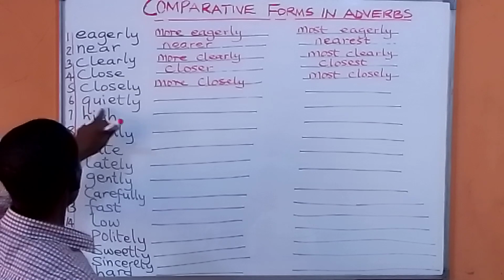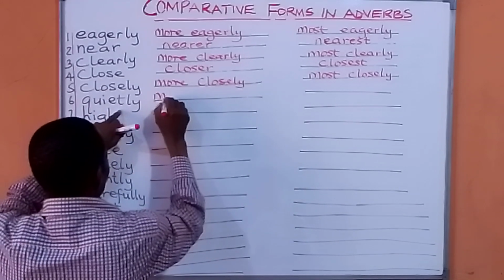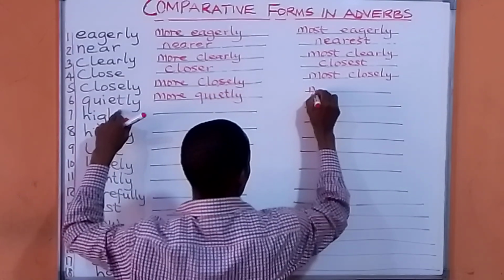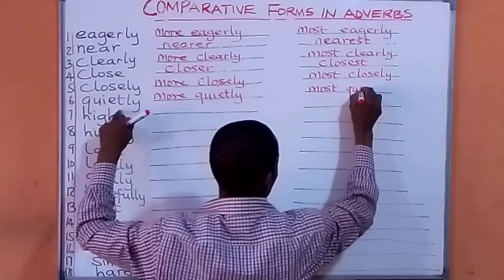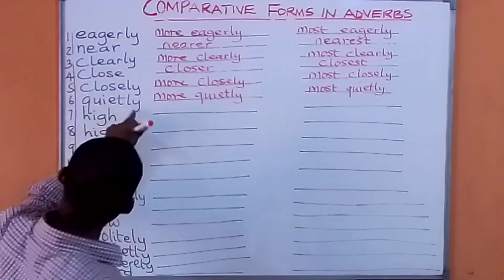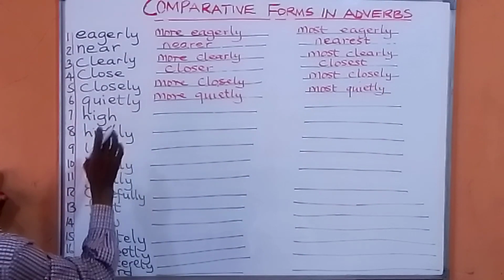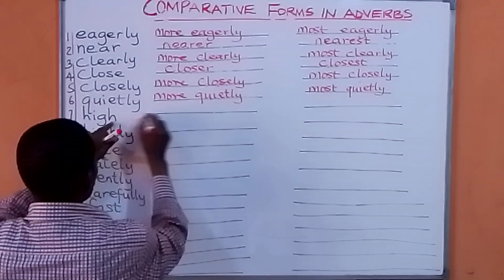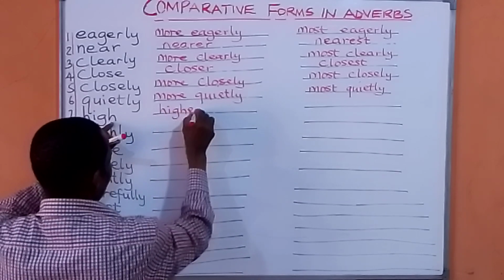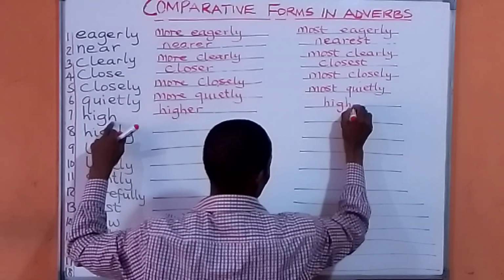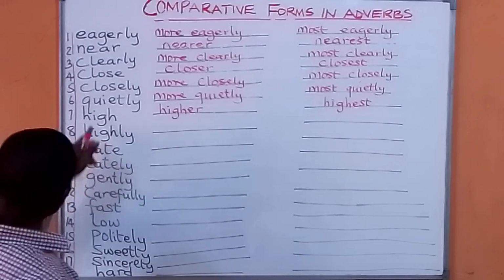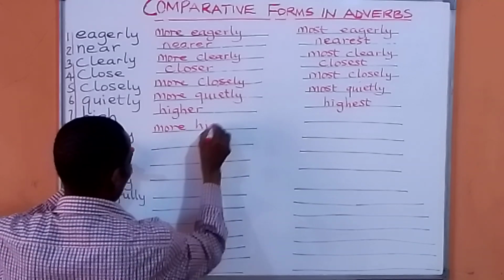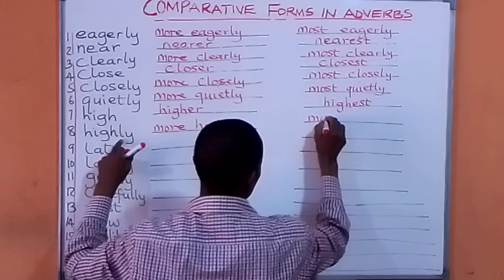Okay? Here, quietly, ly is there. So, you put more quietly, most quietly. If you have quiet without ly, then you write quieter, quietest. Here you have high. There is no ly here. So, you write higher, highest. This is high. This is highly. So ly is there. Leave the word like that. You put more highly, most highly.